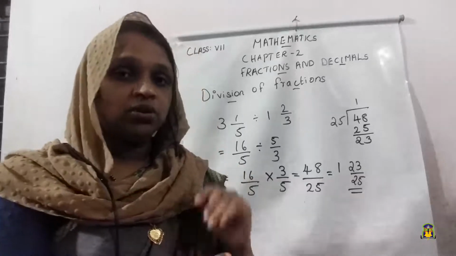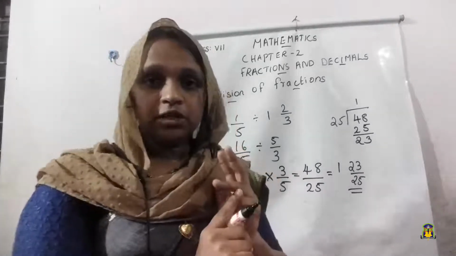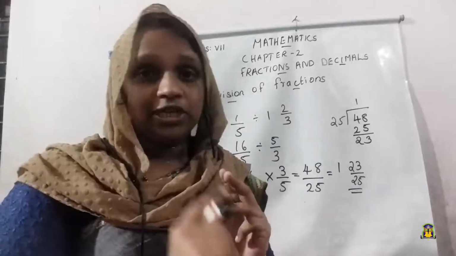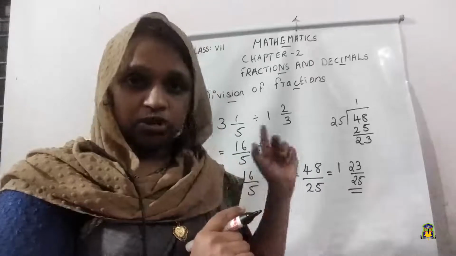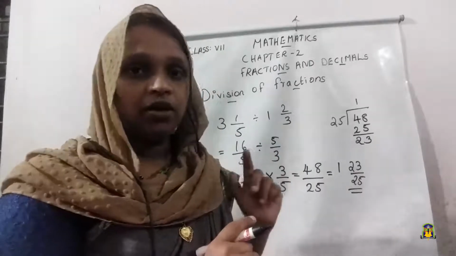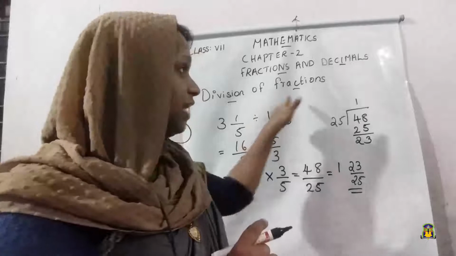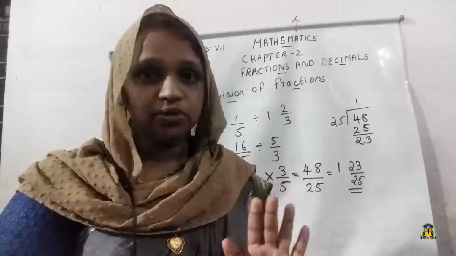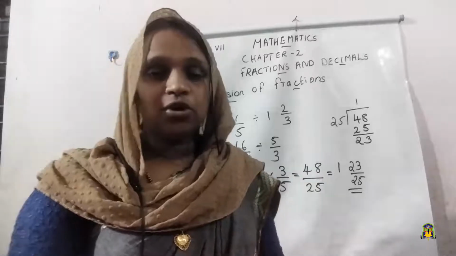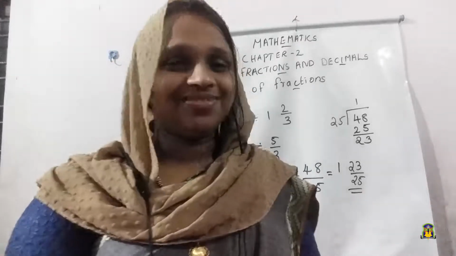Okay. So we know about the reciprocal. What is meant by reciprocal? Reciprocal means what? Interchanging the numerator and the denominator. Okay. So to divide, we want the reciprocal. That means we want to take the reciprocal of second fraction. And if it is possible to reduce, you must definitely reduce. Okay, students. I hope you all understood. Okay, thank you.